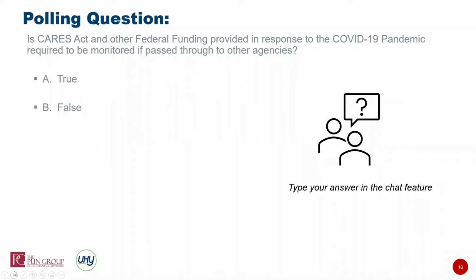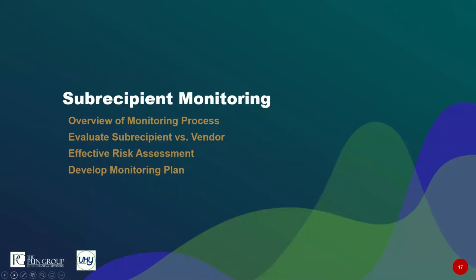All right, so I think those have come in. The answer to that question is true. There are no exemptions under the CARES Act or other programs if funds are passed through to subrecipients or vendors to be exempted from monitoring. So monitoring is required. I would say, likely because these are new programs, as a pass-through entity or a grantor, you would likely be considering these programs as higher risk to your organization.